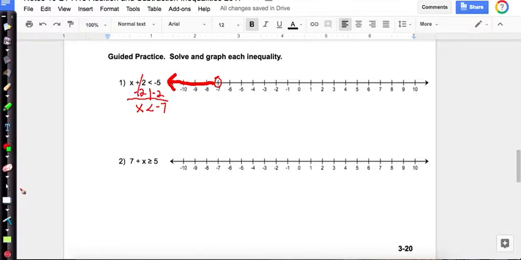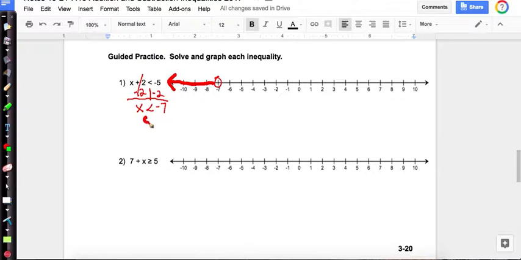Now, I can check to see if it's correct. First of all, I can check the number. If I plug in -7, what's -7 plus 2? -5. And this is -5 over here. So I know the number is correct. Now, if I want to see if my symbols go in the correct way, I can plug in a number less than -7. And that's -8, because remember, with inequalities, there's more than one answer. So let's use -8. What's -8 plus 2? -6. Is -6 less than -5? It is. So that means my solution is correct. So x is less than -7.